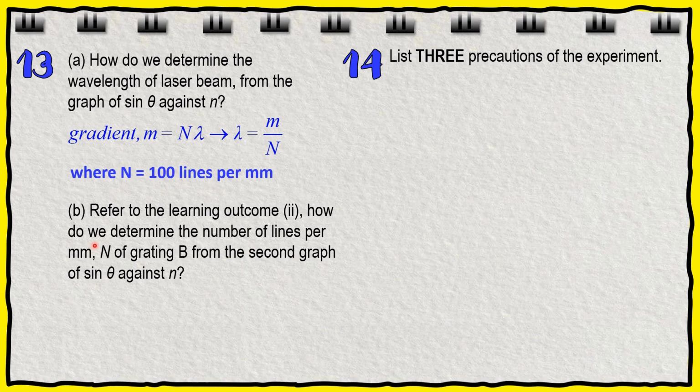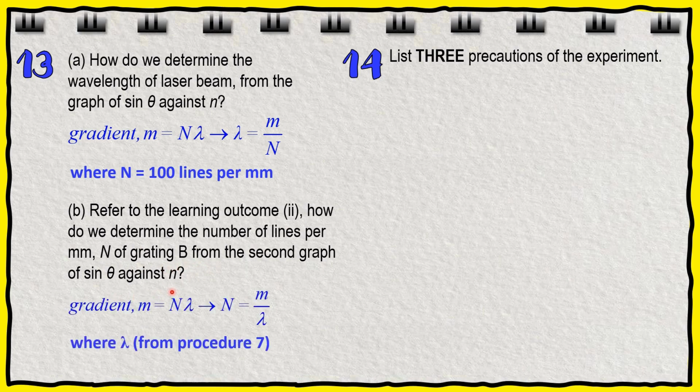For question number 13b, refer to the learning outcome 2. How do we determine the number of lines per millimeter n of grating B from the second graph of sin theta against n? We do the same thing. From that graph, we calculate the gradient first. And from the gradient of the graph, we will determine n, the number of lines per millimeter, which is equal to the gradient of the graph m divided by the wavelength. Now, our wavelength is referring to the calculation in question number 13, or you can refer to procedure 7.